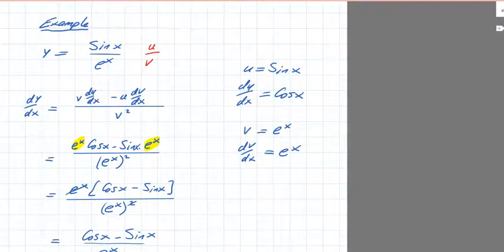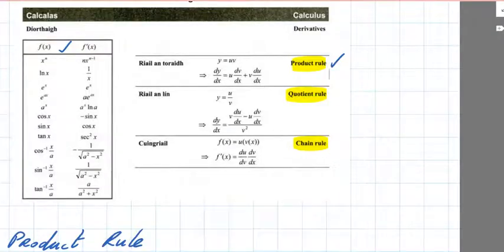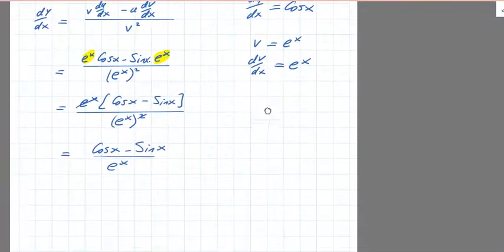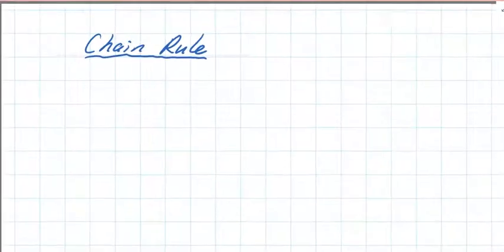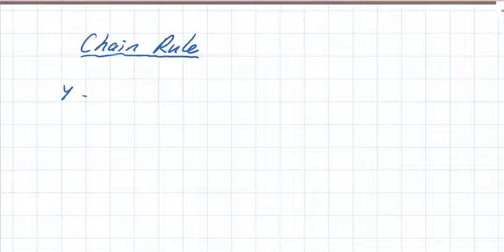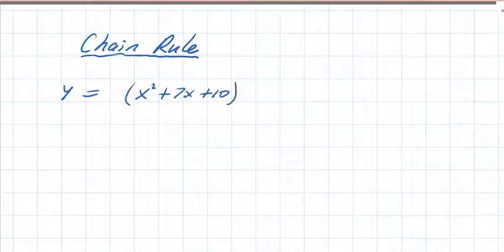So back to the start again. We now go on to the chain rule. So this is yet another divide and conquer type rule, and let's do some examples on that as well. So the chain rule, it goes like this. Imagine you have something like y is equal to x squared plus 7x plus 10, and it's all to the power of 8.